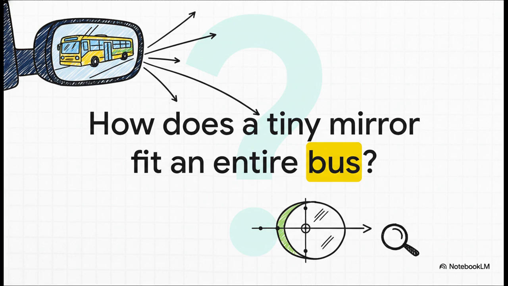I mean, think about it. You're driving, you glance over at your side view mirror, and you see an entire bus, a whole bus, in that little rectangle of glass. How on earth does that work? Well, physics has a very precise mathematical answer, and we're about to walk through exactly how that little mirror pulls off such a big trick.